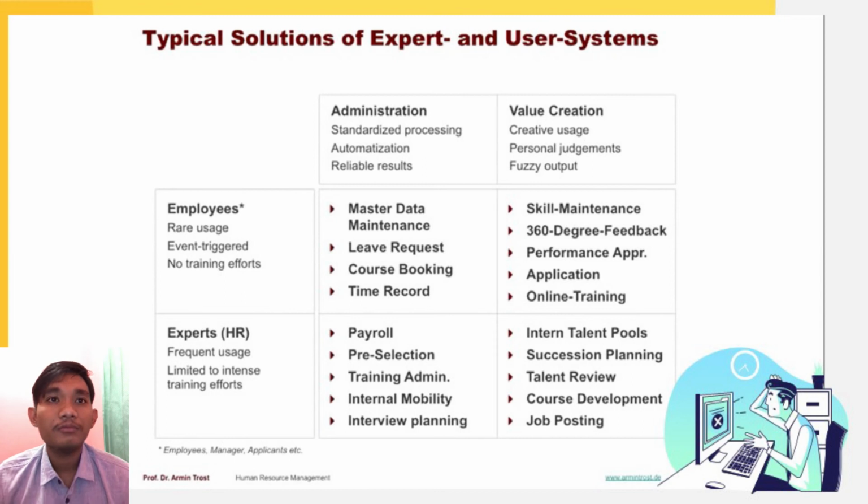And then moving on to the bottom left side, pre-selection. Pre-selection is more like getting tons of applications, and the idea is to sort these applications. You have to look at the CV. This kind of system is used by experts and not employees. And then training admin is to maintain all the data about training in the system.